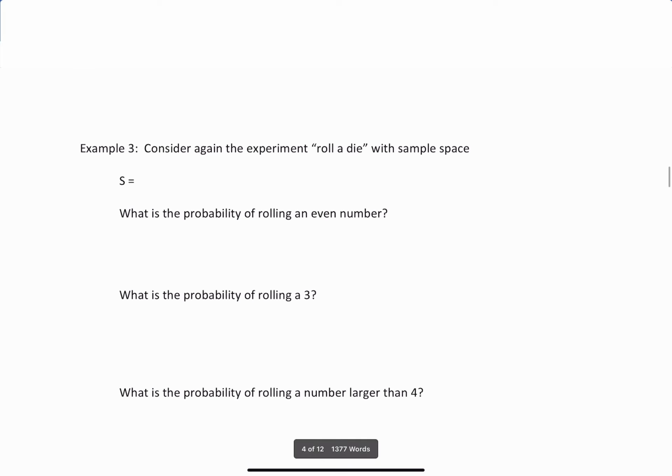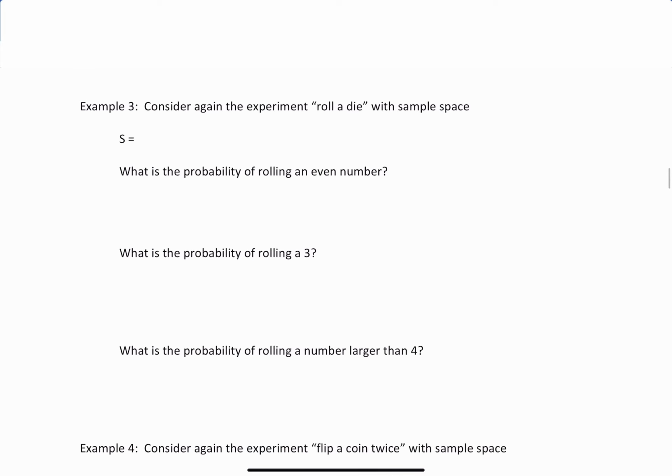So let's consider again the experiment roll a die with sample space S equals curly bracket. Oops, there's no 0 on a die. 1, 2, 3, 4, 5, 6. Close the curly brackets. What's the probability of rolling an even number? Well, this is talking about the event E, which contains the outcomes 2, 4, and 6.